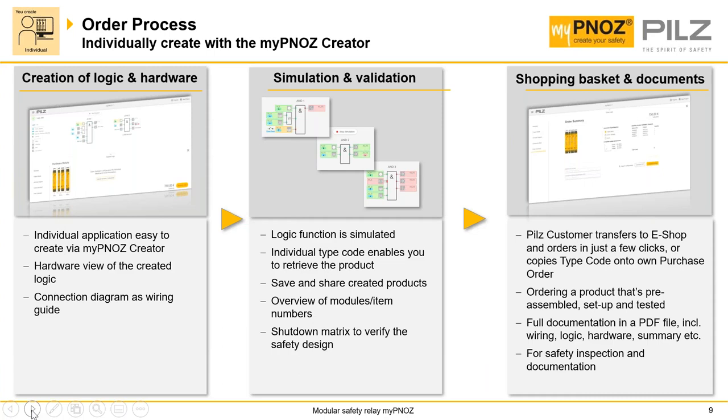You're able to run a logic simulation and produce a PDF report that contains information such as a wiring diagram, the rotary switch positions, and the bill of materials. And lastly, you can export the URL or copy and paste the type code number straight into your purchase order and forward it to your Pilz supplier for processing.